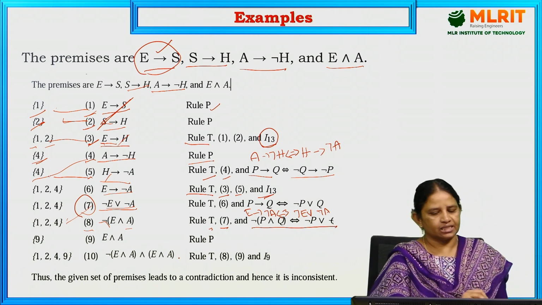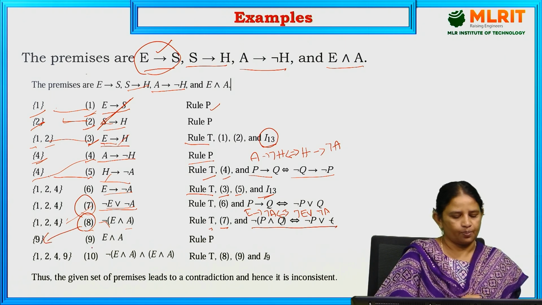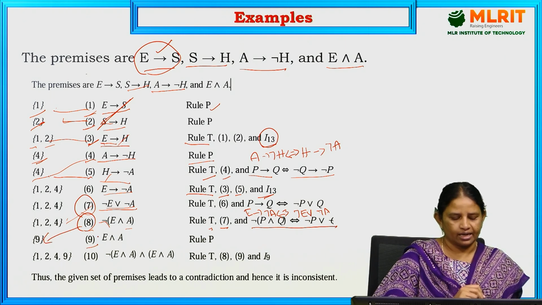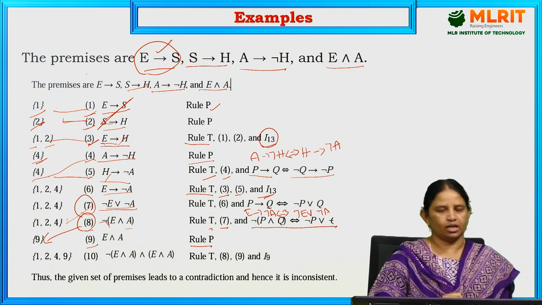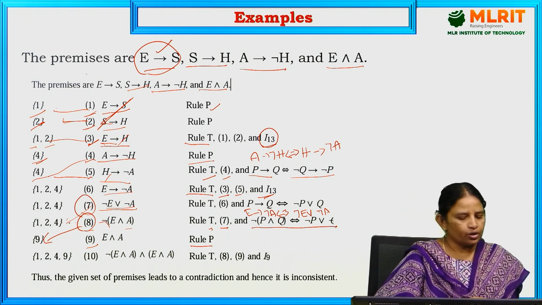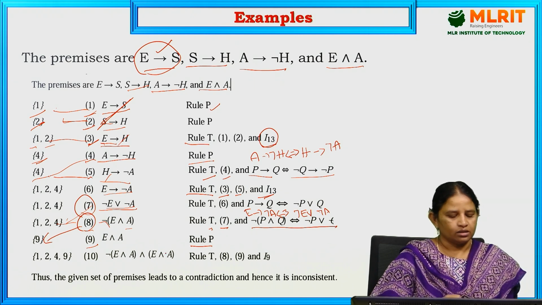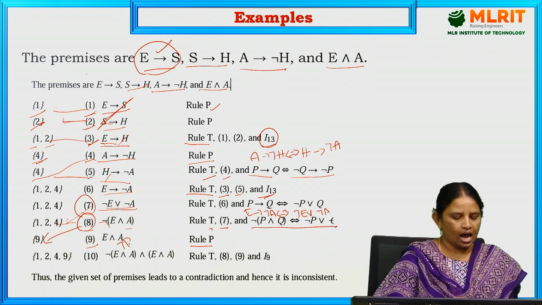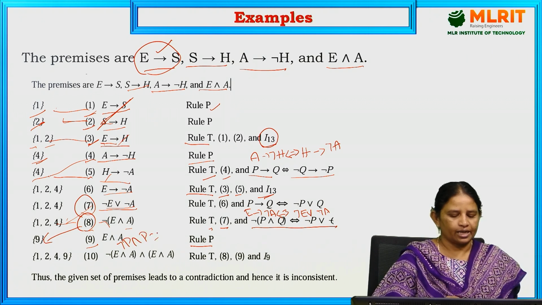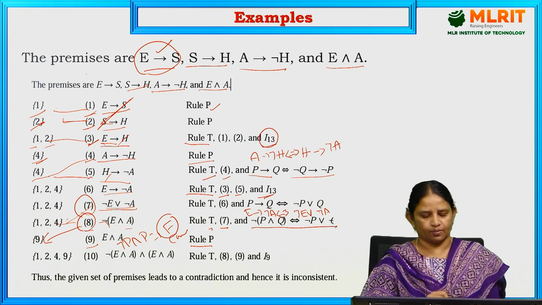Next, again step number 9. It is a new step, so step 9 and the premise number is 9. What is the next premise? The leftover premise is E and A. That is rule P. From 1 to 4, negation E and A, and then from rule number 9, E and A. That is negation P and P, which is nothing but a false. That is nothing but a contradiction.